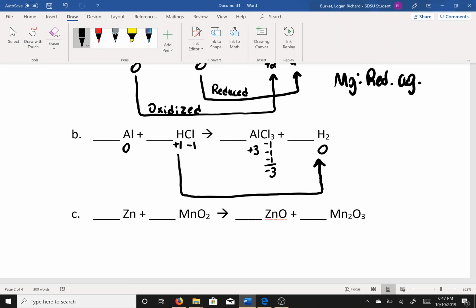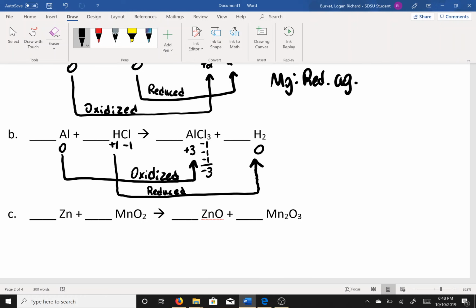So let's draw the arrows from the hydrogens. Draw the arrows from the aluminum. So aluminum gains charge or loses electrons, which means it's oxidized. The hydrogen loses charge, which means it's reduced because it gained electrons. And then we just flip it, so HCl is the oxidizing agent. And then Al is the reducing agent.